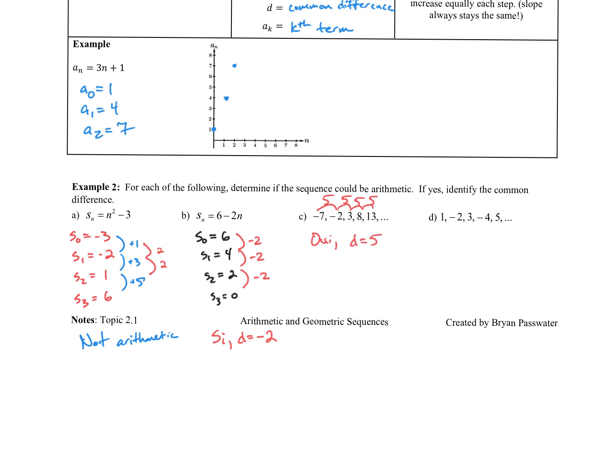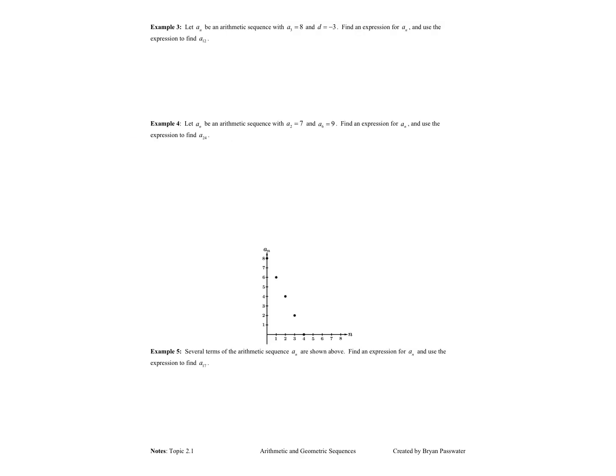Cool. Let's do it again. So 1 to negative 2. What do we got? Negative 3. And then negative 2 to 3. 5. I can kind of stop there. Is this a common difference? No. So is it arithmetic? No. All right. Pretty good? Cool. We are moving.